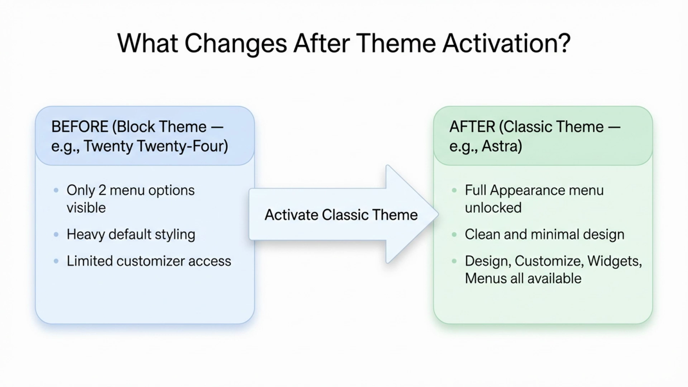Before switching, with the default block theme, your appearance menu only shows 2 items, and the site has heavy default styling. After activating a classic theme like Astra, the menu expands to show design, customize, widgets, and menus. The site itself becomes clean and minimal, a blank canvas ready for your content and branding. This is why the instructor calls it neat and clean. You're starting fresh with full control.